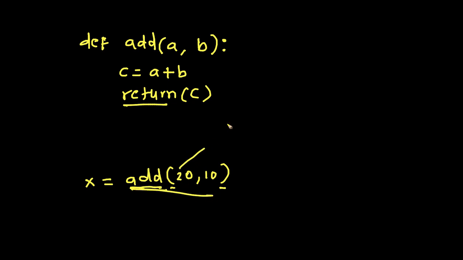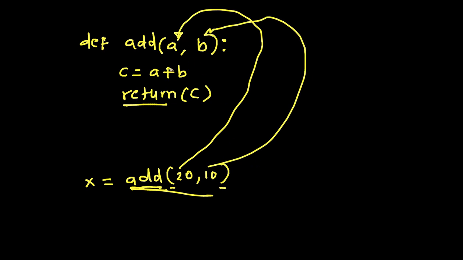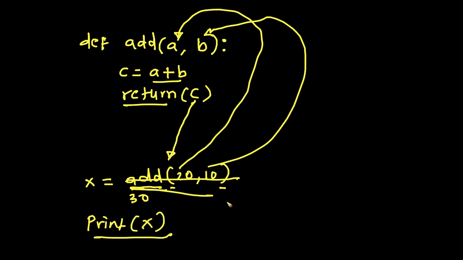So we are passing 20, which gets stored in A, and 10 gets stored in B. Now A is holding 20, B is holding 10. So 20 plus 10 is 30, 30 is assigned to C, and the value of C is getting returned here, and that C will replace this call. C's value is 30, so we are assigning 30 to x, and then we can say print x. So 30 gets printed. So that is how a function executes.